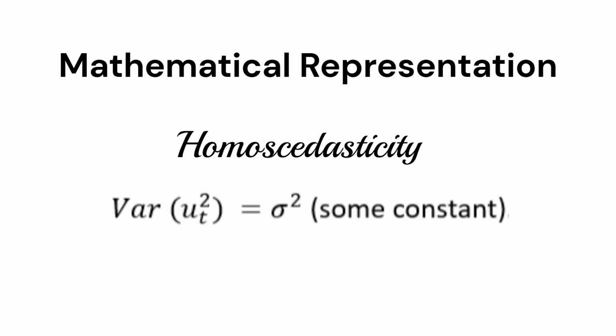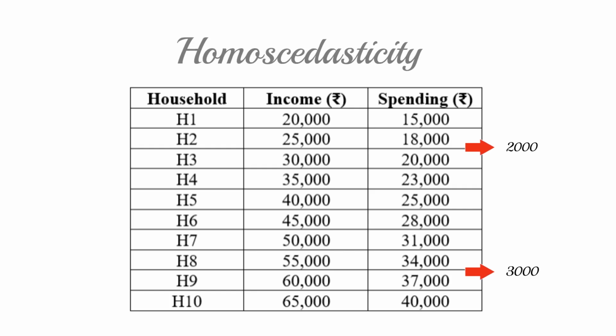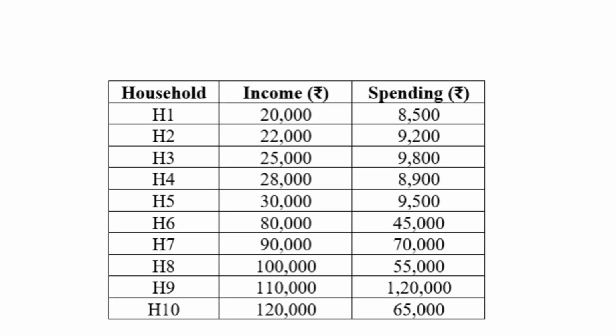Let us understand this concept with a simple example. Imagine we study income and spending, but the variability in spending is roughly similar across all income levels. Here, spending increases with income, but variation around the trend is small and consistent. This represents homoscedasticity. Now consider another data set.